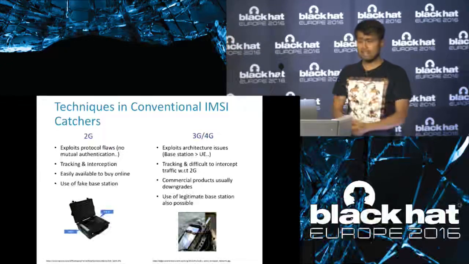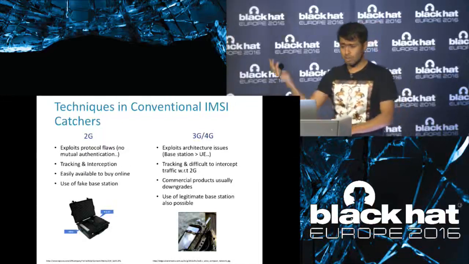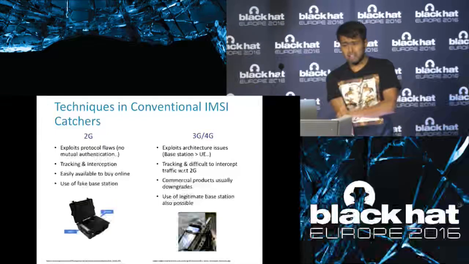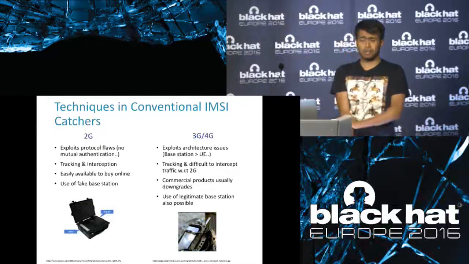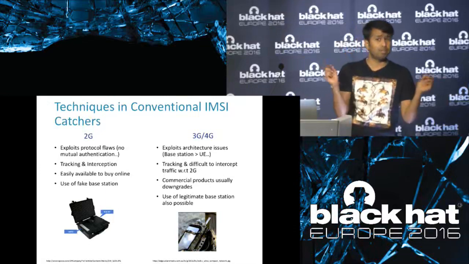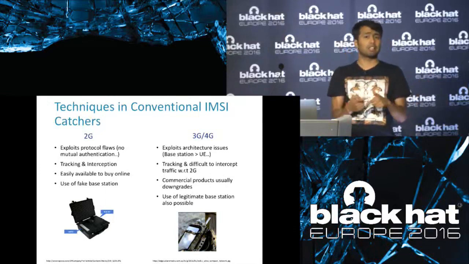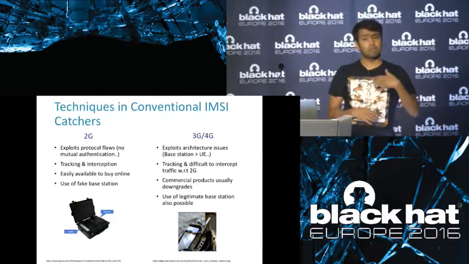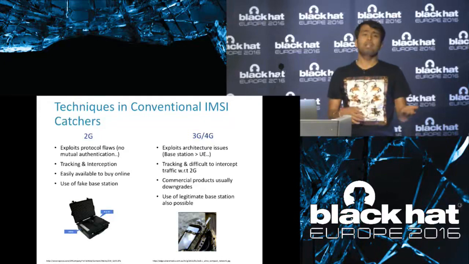So 2G is completely problematic if somebody brings a fake base station, as the sides on the picture show. With 3G and 4G, again, they exploit the same architecture issues, like somebody can bring a fake base station and get the identity, but they can't really have a key to talk to each other after the authentication. So it is still fine, but somebody can easily track, and it is difficult to intercept.